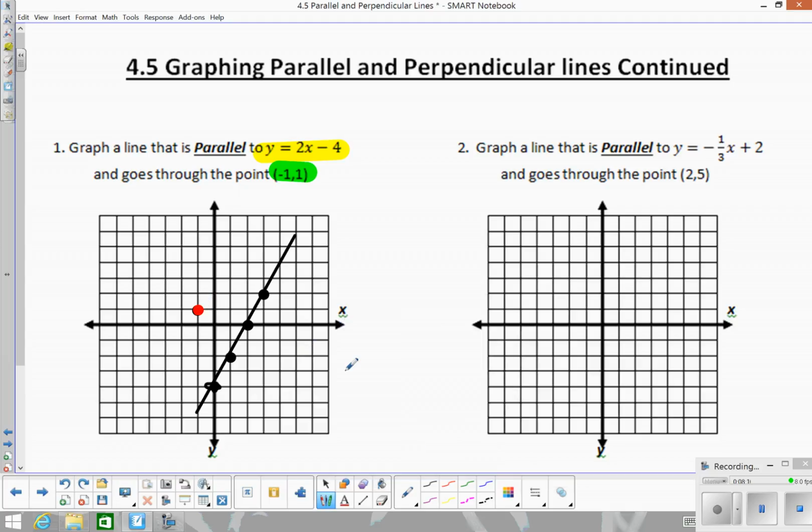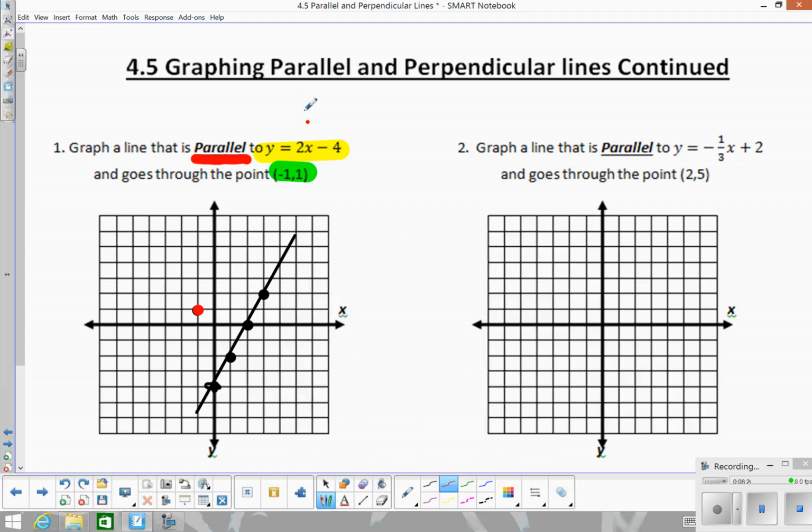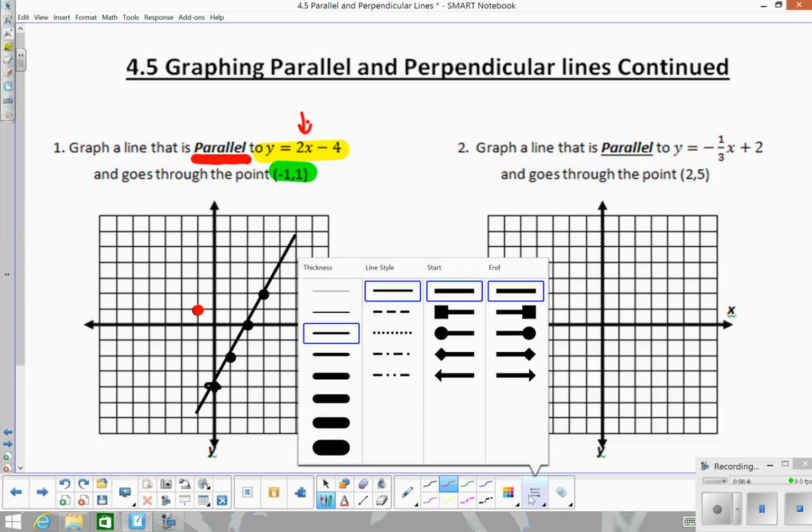Okay, so now if I want a line that's parallel, what do I know? I know that it has the same slope. So my slope here would be 2. Since I went up 2 over 1, I'm going to do the same thing from my given point. So I'm going to go up 2 over 1, up 2 over 1, up 2 over 1, and that's going to construct my second line.